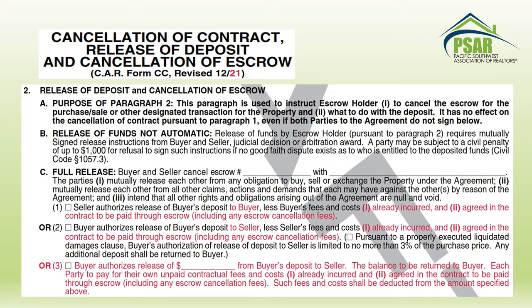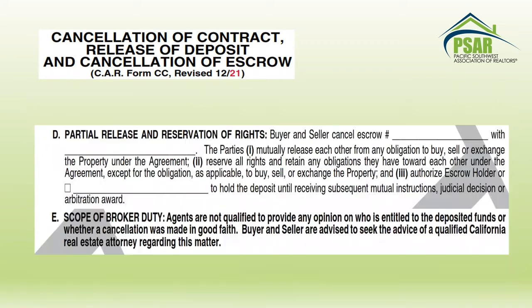So buyer says, okay, that's fine. Out of the 20,000, I'm going to release 4,000 to you and the rest comes to me. Okay, oftentimes those are the negotiations that we go through to settle a dispute. So we now have 2-3 to do that. Okay, then we get down to some clarifications, partial release and reservation of rights.